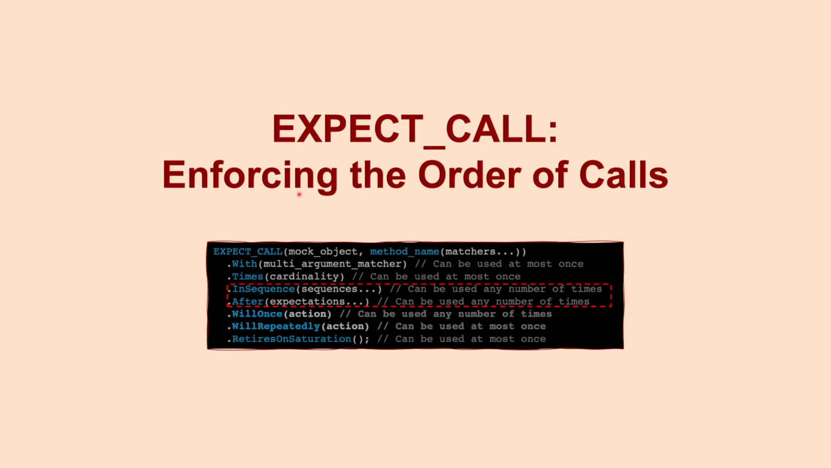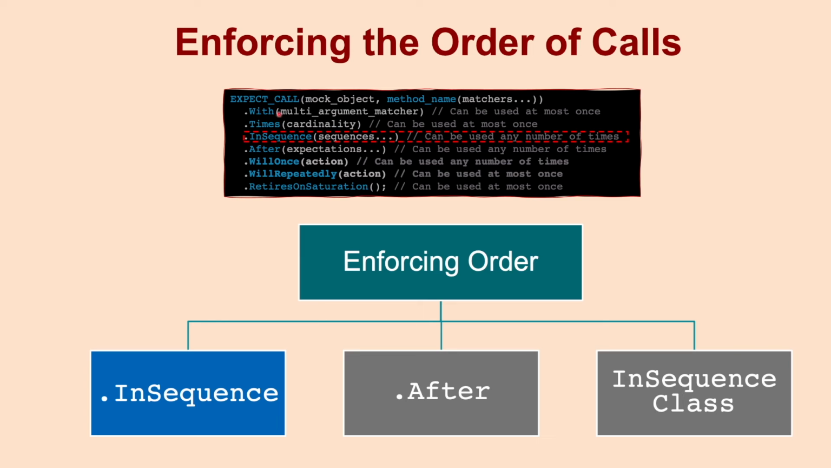Up next, enforcing the order of calls. As you specify expect calls for different methods of your mock object, you can also have GMock check the sequence of these calls. This can be done in 3 ways. The first way is to use .inSequence from expect call. The other is to use .after, again from expect call. And finally, the last one is using the InSequence class.